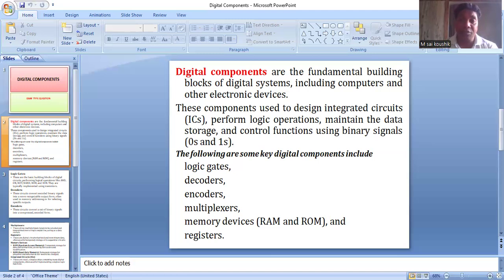That is called decryption, encryption. Here also, decoders, encoders. Decryption, encryption. Is it clear, no? So we can simply change something, normal to cipher, cipher to normal. That is called conversion. The conversion is taken care of by special components called decoders and encoders. Then multiplexers, memory devices like RAM and ROM, and registers. So these are some kinds of digital components in electronic circuits.